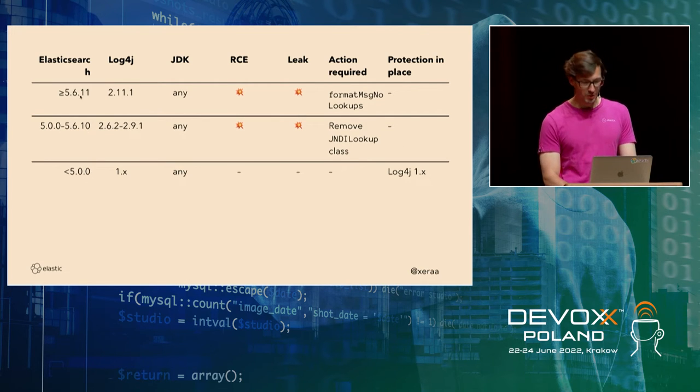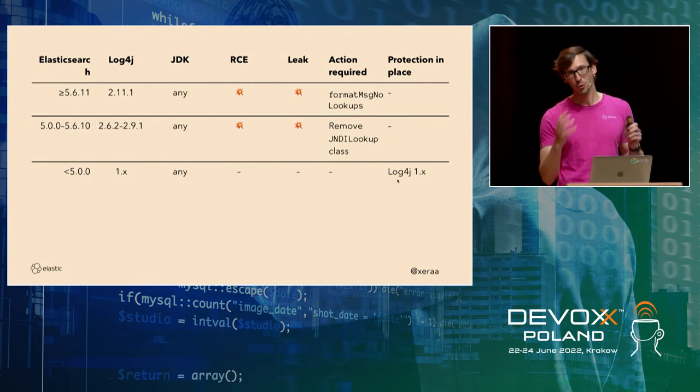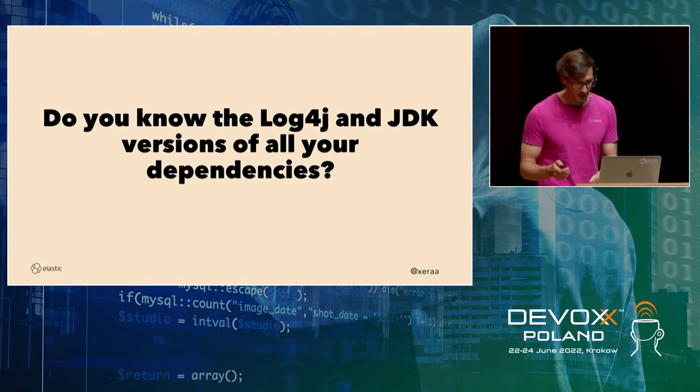For the later ones where we updated Log4j to a version later than 2.10, there you can set format message no lookups to true. For all the versions here, this option doesn't even exist yet. There, our recommendation would be to remove the JNDI lookup class from the jar, which is a bit of a hack, but that's the only thing you can do. And even older versions are actually not vulnerable because they were stuck on Log4j 1. So there, an old version would actually protect you.